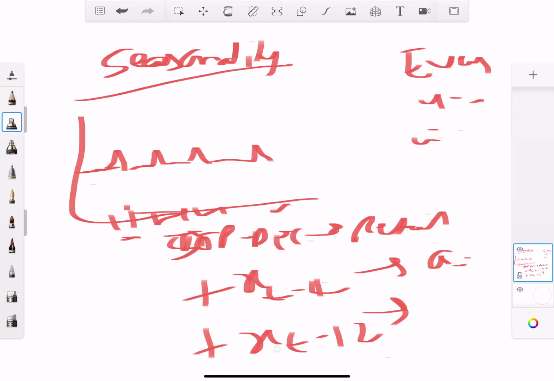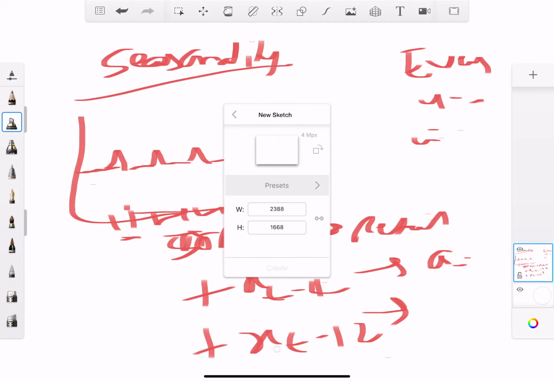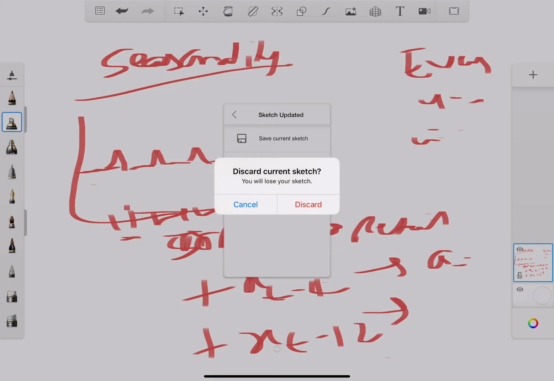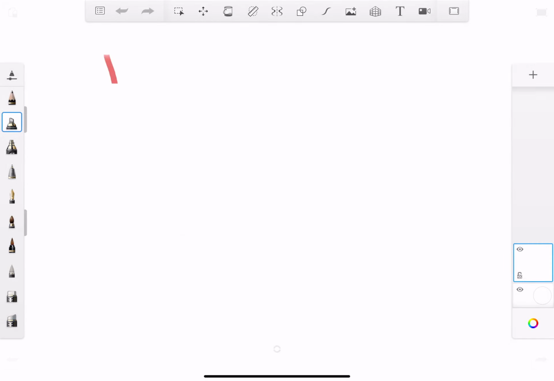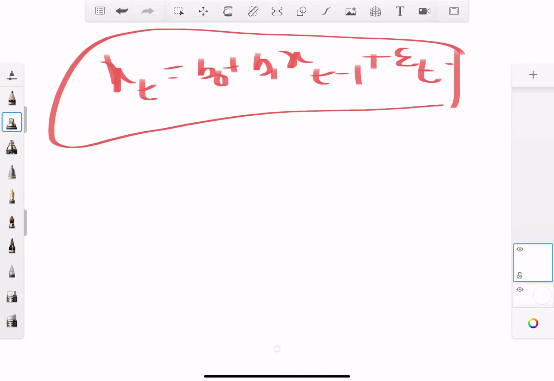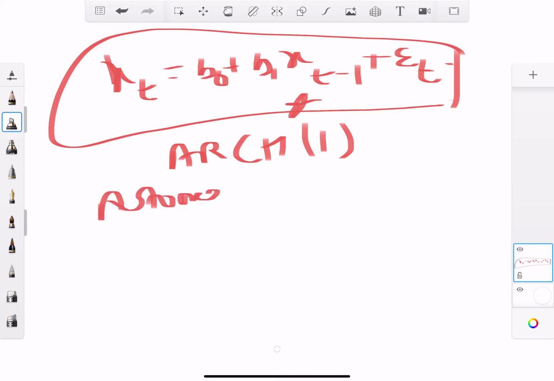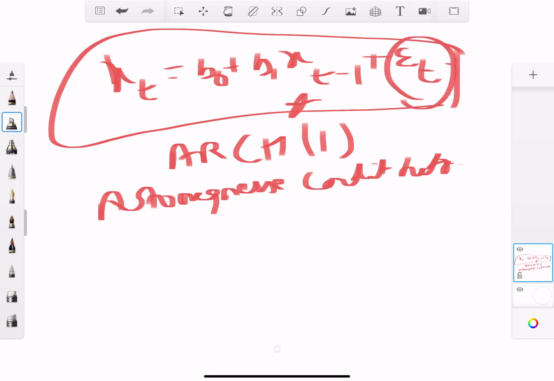So once we have gone and corrected the seasonality, what are we going to do? Once you check the seasonality, what you got to do is some testing to find ARCH models, also called autoregressive conditional heteroskedasticity. So we're going to test once again the error terms.